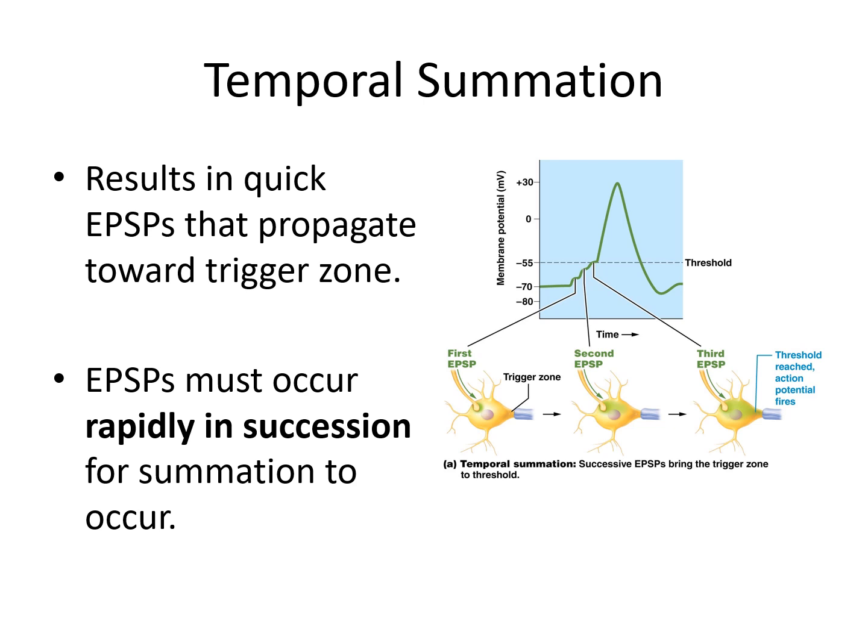So this results in a quick EPSP that propagates toward the trigger zone, and we get an action potential. But the importance here for temporal summation is that the EPSPs must occur in rapid succession for summation to occur. In other words, if the neurotransmitter is too slow in repeatedly being released, the postsynaptic neuron has a chance to repolarize back to the resting membrane potential, and it will not reach summation. But since they're being released in rapid succession, at high frequency, they can be additive to reach summation, and we get an action potential. So this is temporal summation. So time is important.